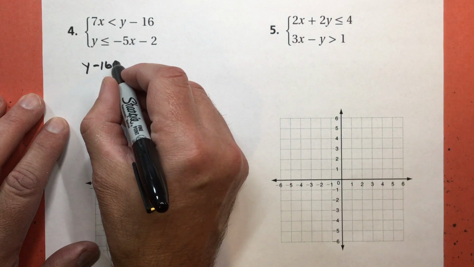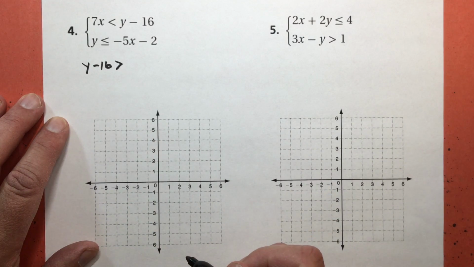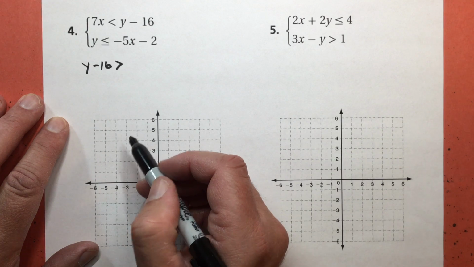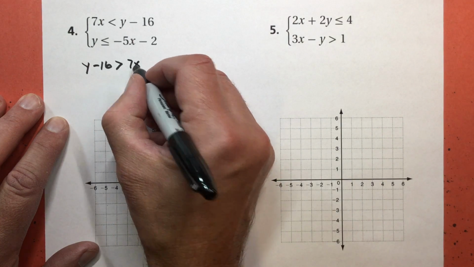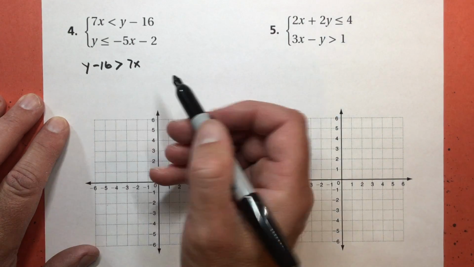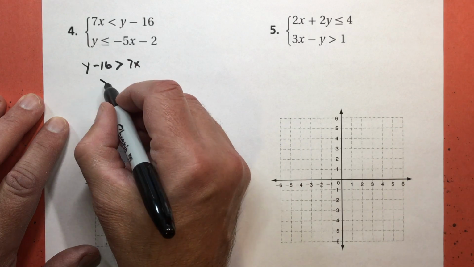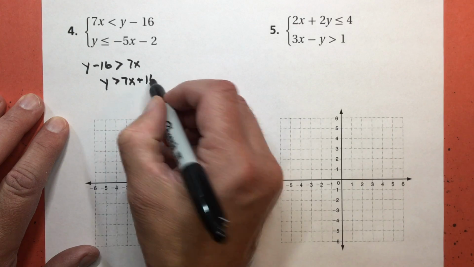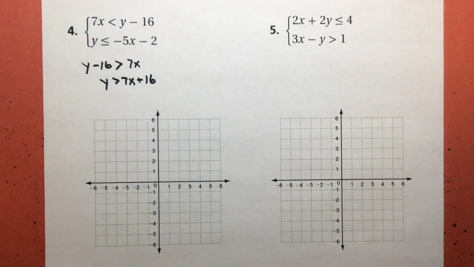However, this part, the y subtract 16, that's where the alligator is eating. So the alligator is still going to be eating that part. So I have to flip the symbol too, from less than to greater than. And then over here I have 7x. Now I'm going to add 16 to both sides. I'm going to get y is greater than 7x plus 16. All right, that's not very helpful because my graph didn't go up to a y-intercept of 16. Okay?